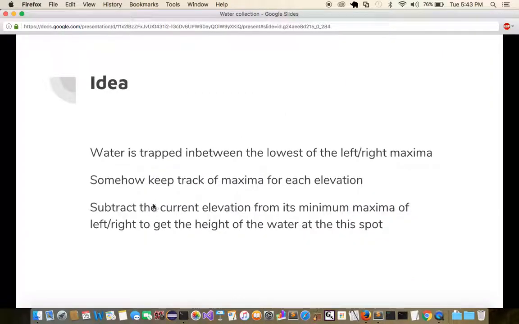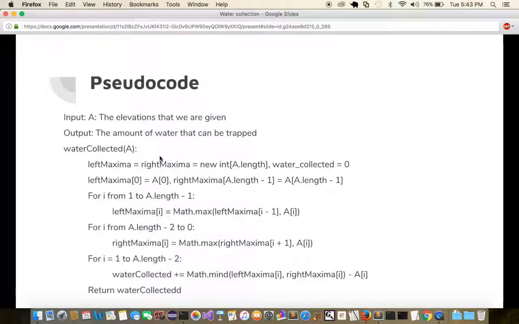So now that we've got a general idea of what we need to do, I've written up some pseudocode here. As you can see, the input is going to be the array of elevations. The output is the amount of water collected. We start off by saying that we need to create two arrays, keeping track of the left maxima and the right maxima. They're both going to be the same size. And the amount of water collected at the start is 0.